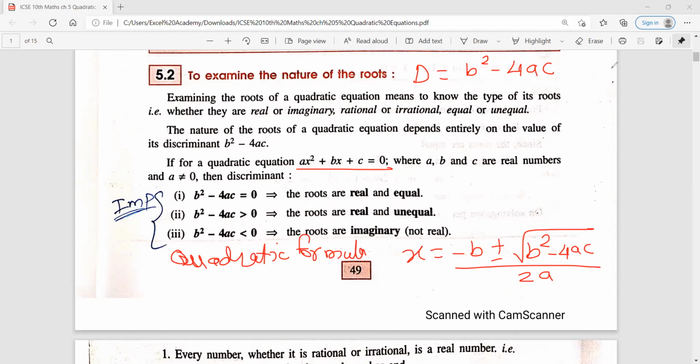And why is it so important? The reason is that, see, you already know that the square root of a negative number does not exist, or the square root of a negative number is called an imaginary number. You will learn this if you take mathematics in 11th standard. We denote it by i. i is the square root of -1.